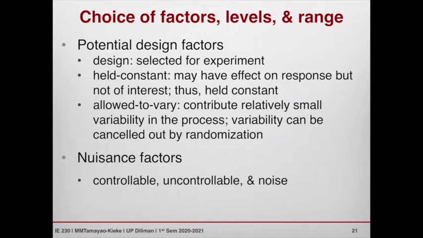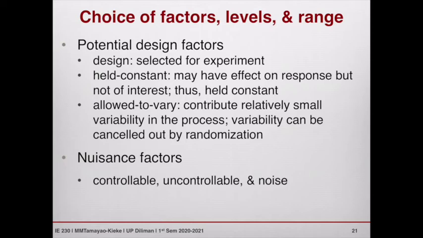The third step in the pre-experimentation planning phase is choosing the factors, levels, and range. Factors that can influence the performance of the process or system can be either potential design factors or nuisance factors. The potential design factors are those that the experimenter may want to vary in the experiment, and these factors can be further classified into design, held constant, and allowed to vary factors.